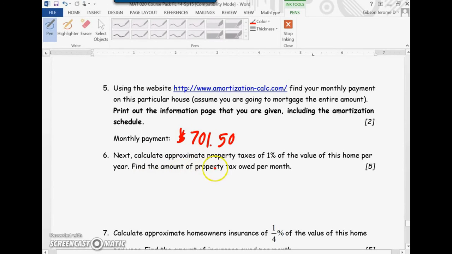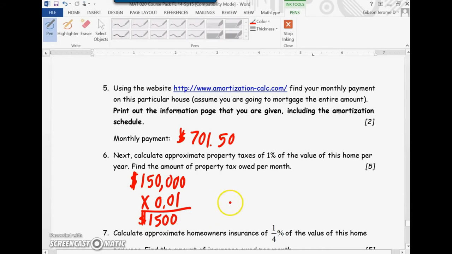Picking up where we left off, we're supposed to find the property tax for a year and also how much we pay per month for the property tax. It's 1% of the value of the home. Remember, this home was $150,000. So we have to multiply this by 0.01. And this will end up giving me $1,500. Now this is for the year.